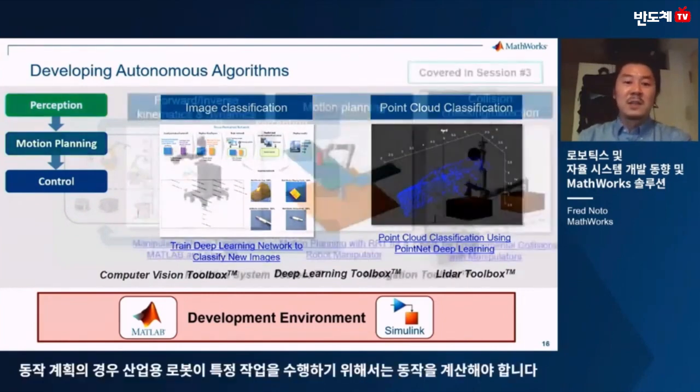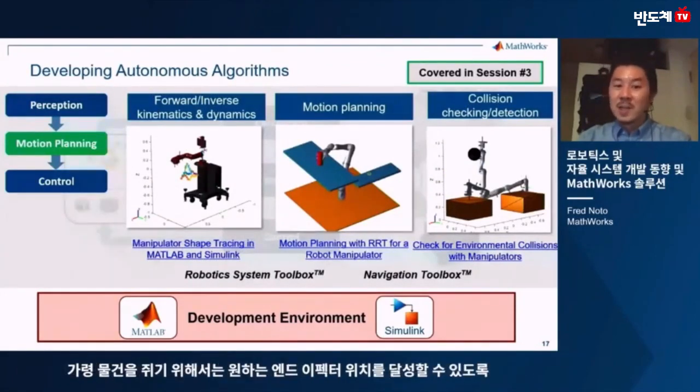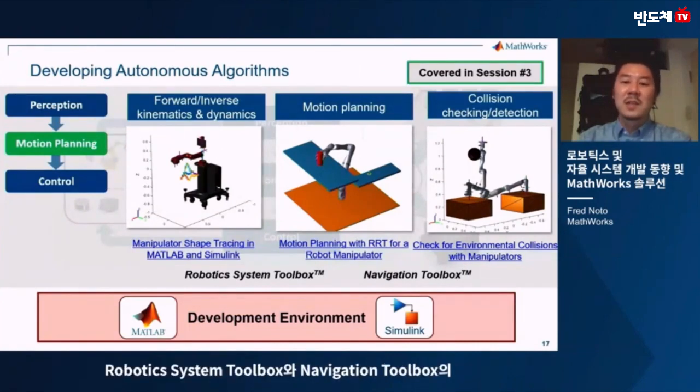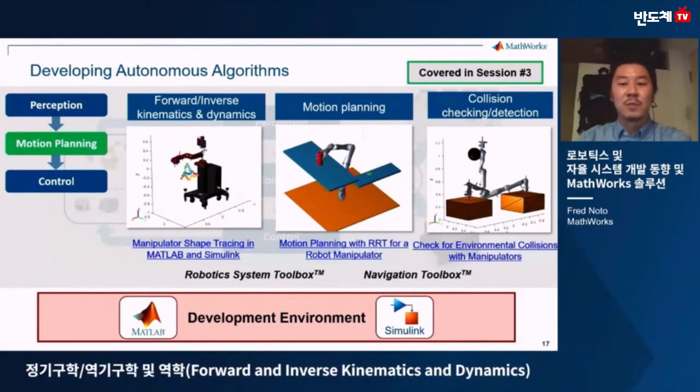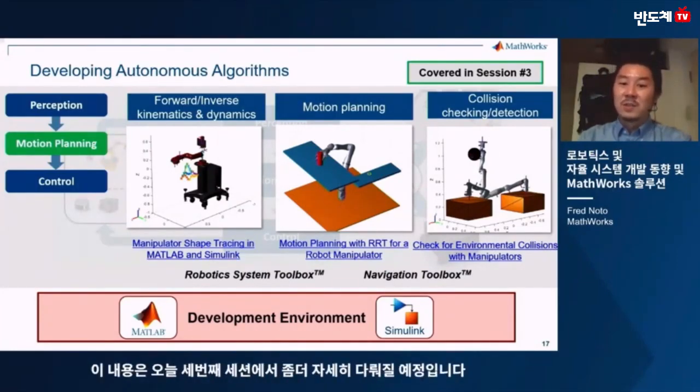For motion planning, industrial robots need to calculate their movements to perform a specific task. To grasp an object, a path is planned, and the robot configuration is calculated to achieve a desired end effector position. Robotic System Toolbox and Navigation Toolbox can be used for motion planning algorithms through forward and inverse kinematics and dynamics, advanced path planners, and even collision checking and detection capabilities. This will be covered in more detail in session 3 today.